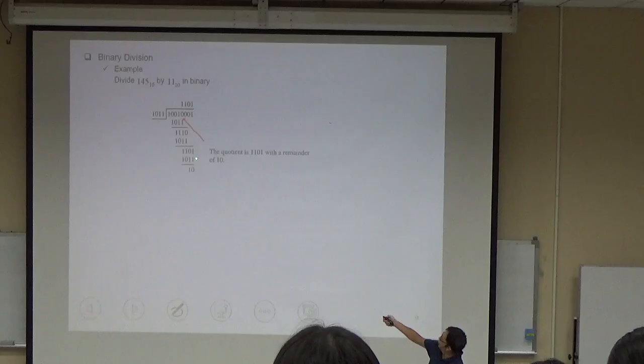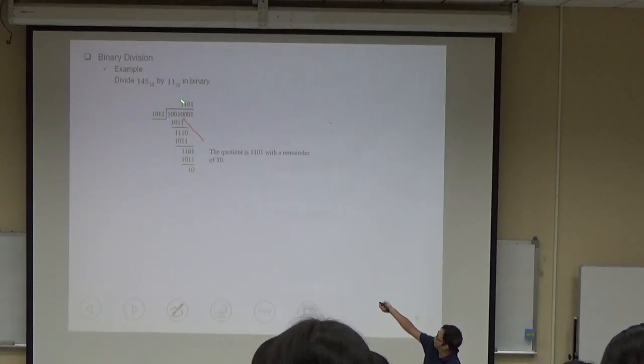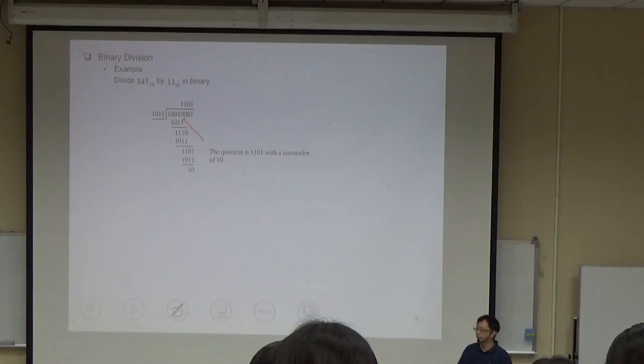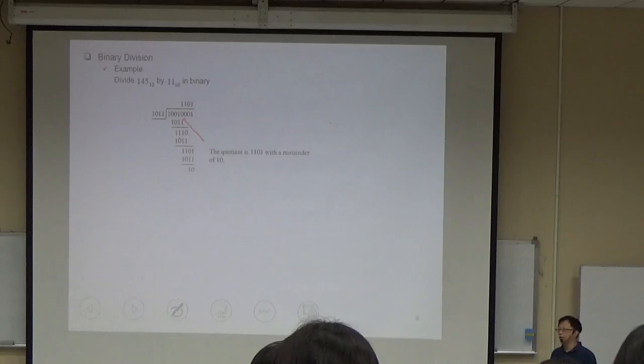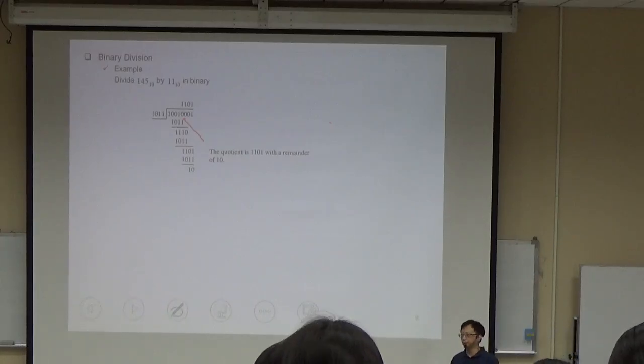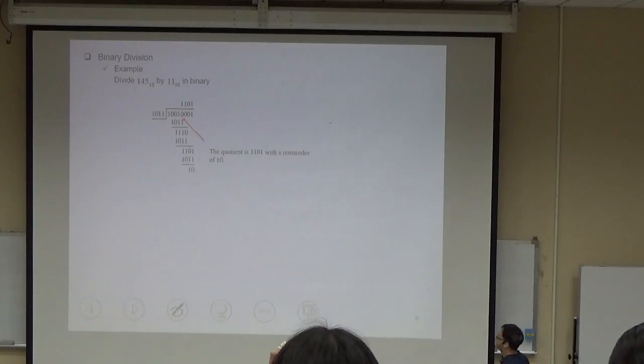Okay? So 1, 1, 0 cannot be divided by this one. The quotient is 0. So we bring down this 1 right here. And this number is larger than this one. So the quotient is 1 right here. So again, 1 multiplied by this one, obtain this result, and then we perform the subtraction. So we get this method. Okay, that's the derivation of the binary number system.